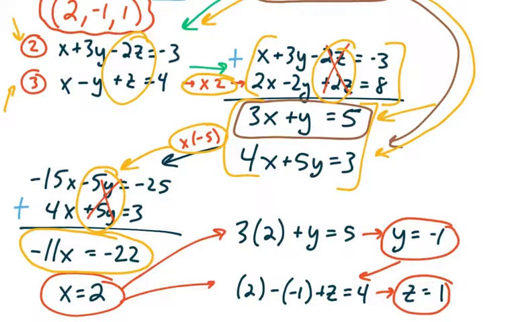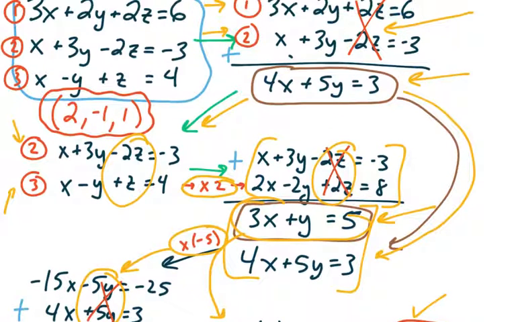Great. Then what I did is I took that and I plugged it back into this equation over here. I brought this over here and I plugged in x equals 2, solved for y very easily. And then I just went all the way back to equation number 3 that I started with, because that had z all by itself, plugged in x and y, and I got z equals 1. So my final answer right over here is 2, negative 1, and 1.